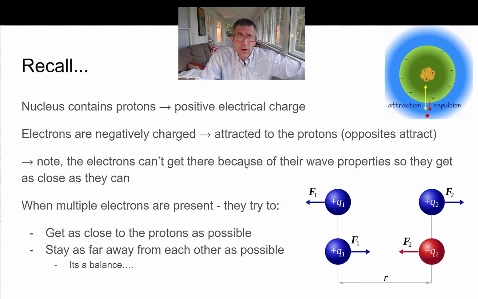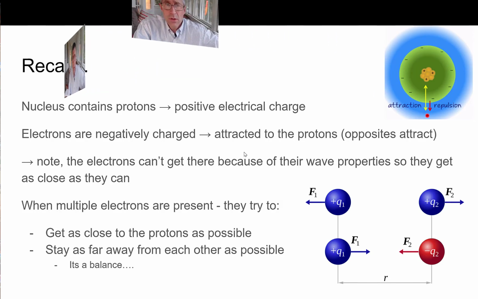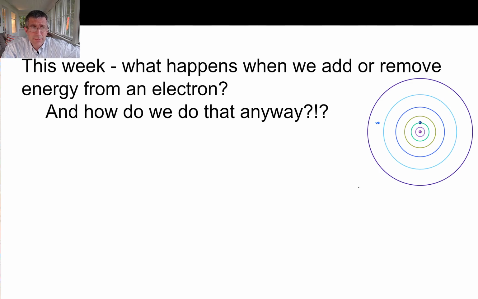So for right now, we're worried about what happens if we just have a single electron that's around a nucleus, and hydrogen is a convenient example for that because there's only one electron around hydrogen. It's got one proton. So we'll use that for the example right now. So we're going to try to use this and understand, well, what happens when we add or remove energy from an electron, right? And wait a minute, how do we even do that in the first case?